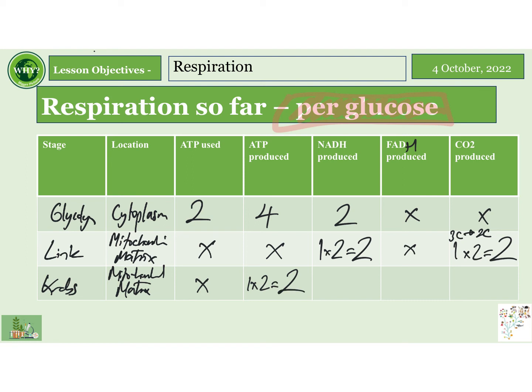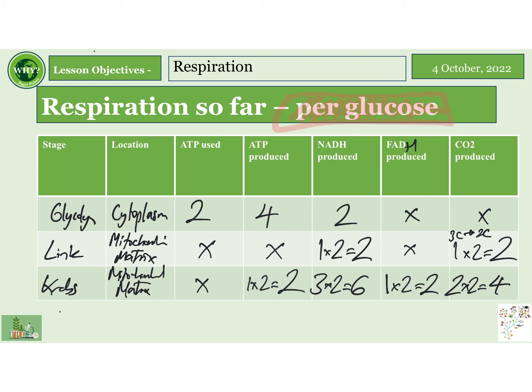How many NADHs are produced? Well, we produce 3 per Krebs cycle. The Krebs cycle happens twice per glucose, so there are 6. You produce 1 FADH, but that happens twice, so there are 2. And carbon dioxide produced, there are 2 of them, but it also happens twice, so there are 4 in total.